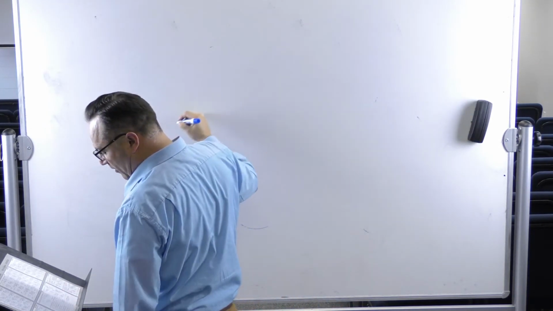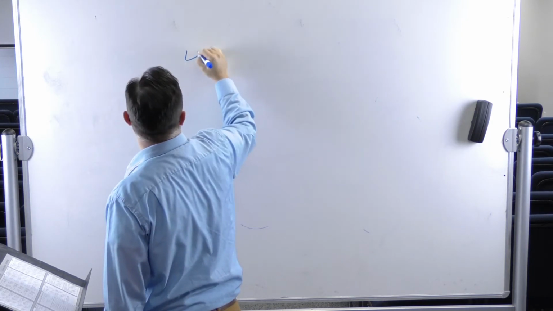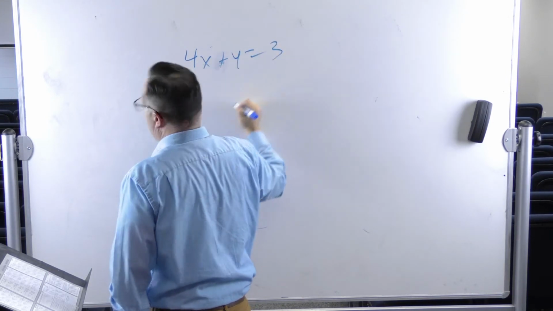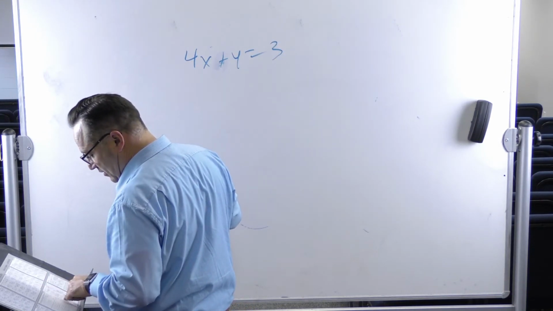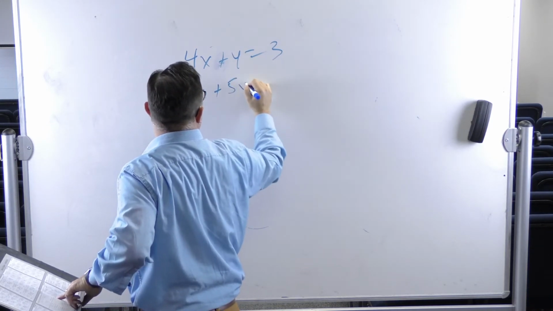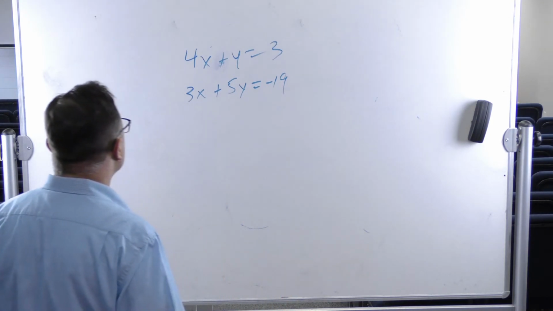Let's do the bottom left. 4x plus y equals 3. And then we have 3x plus 5y equals negative 19. Okay, so let's do this.